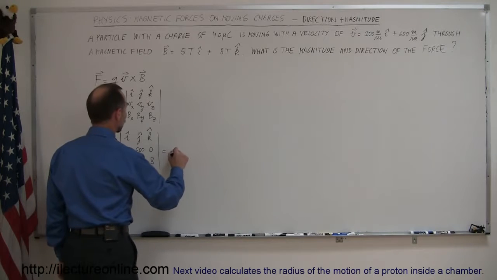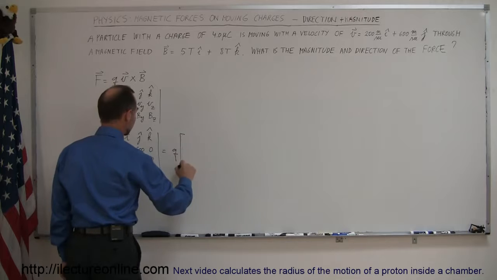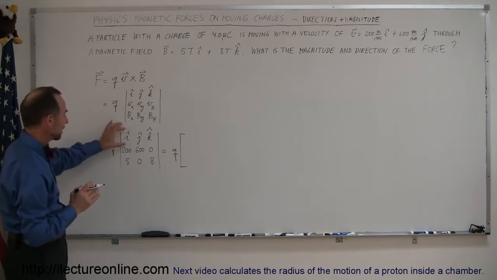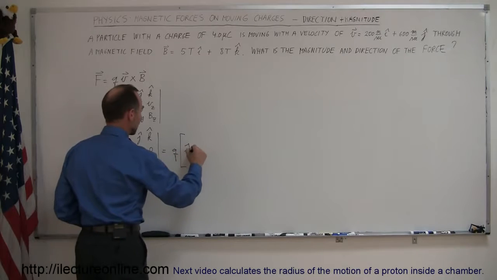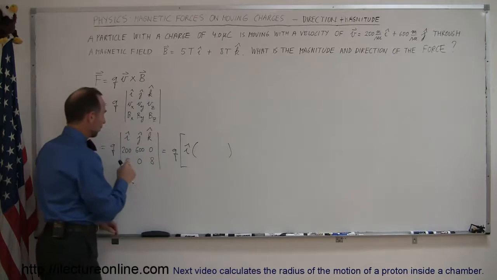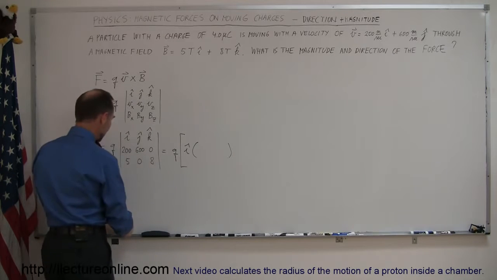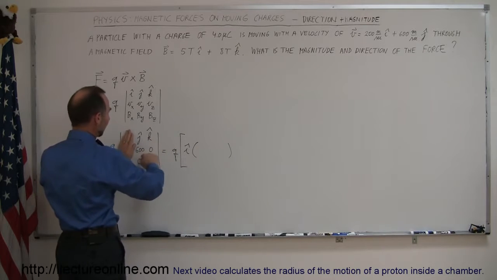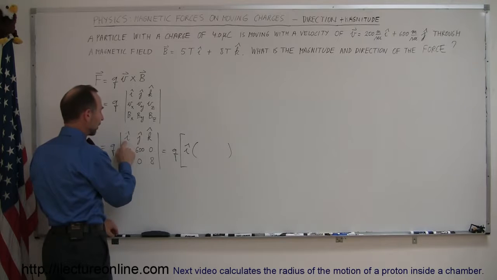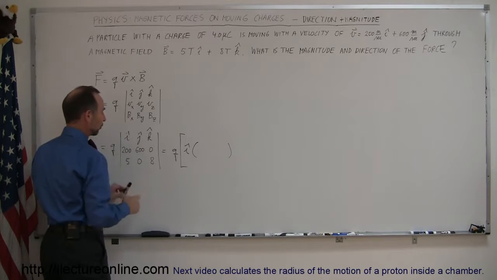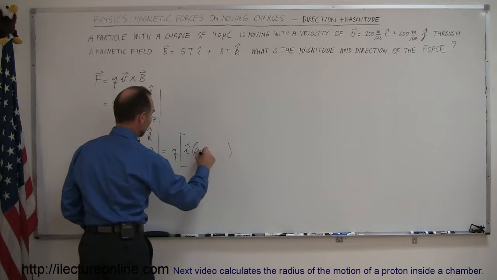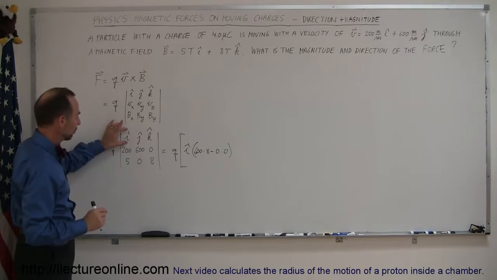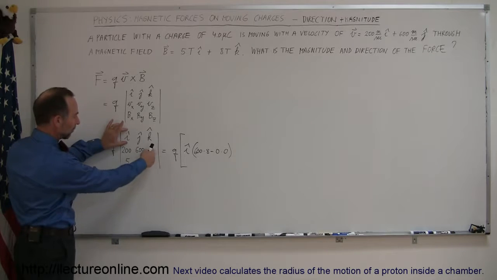So this is equal to the charge Q times, and we'll open up the brackets. What goes in the brackets is what's inside the matrix here. We take the unit vector I and multiply that times the product of these two. When you put the I there, you hide that column, you hide that row, and then you have these 4 elements left. Now you multiply the I unit vector times the product of these two minus the product of those two. So it would be 600 times 8 minus 0 times 0.